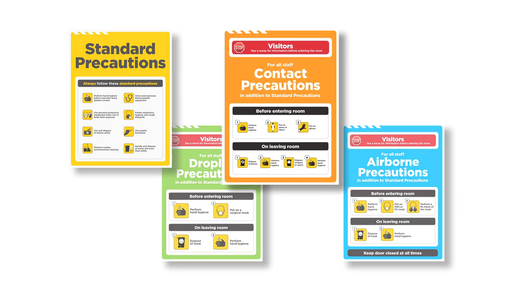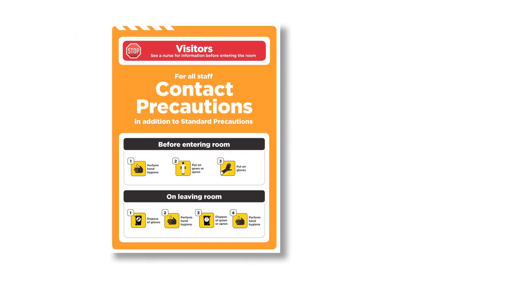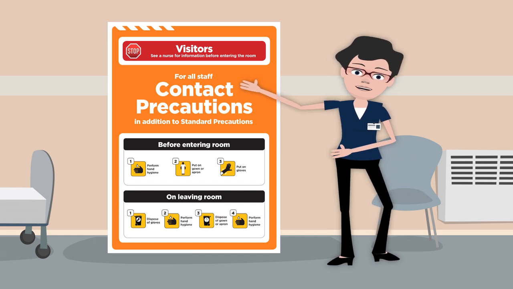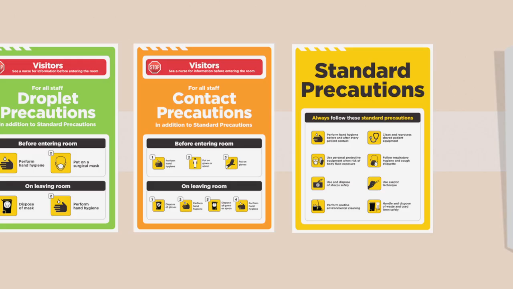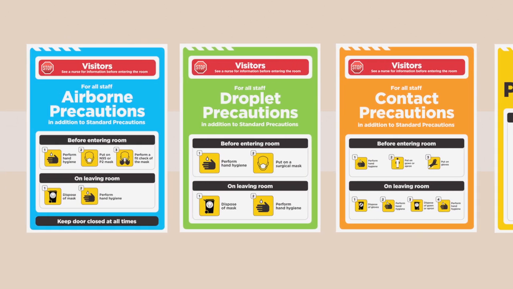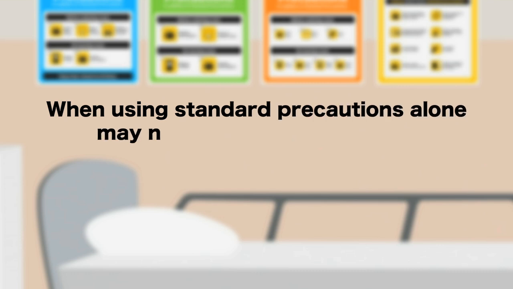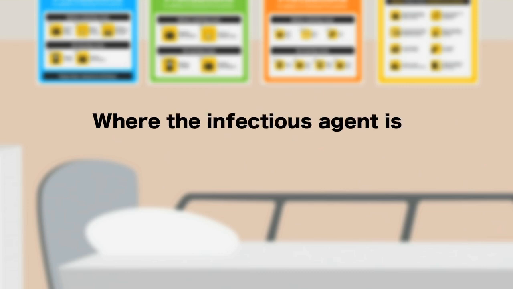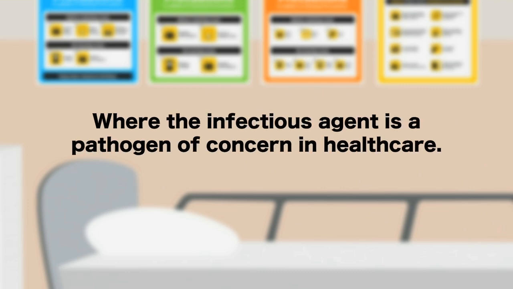This video will show you how to correctly use the required personal protective equipment when using transmission-based contact precautions. Transmission-based precautions are used in addition to standard precautions in two situations. The first is when using standard precautions alone may not be enough to prevent transmission of infectious agents. The second is where the infectious agent is a pathogen of concern in healthcare.